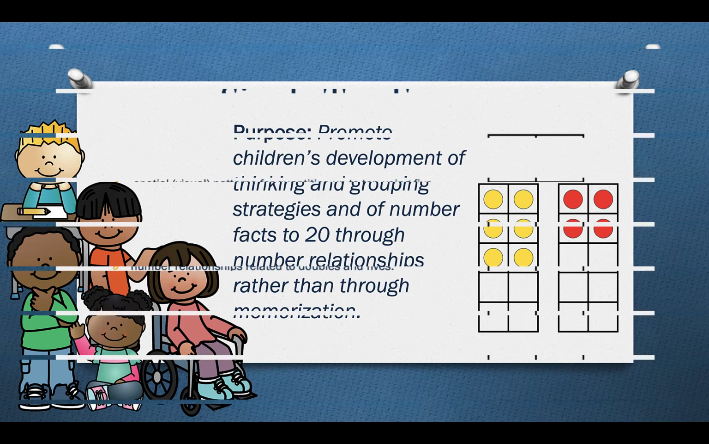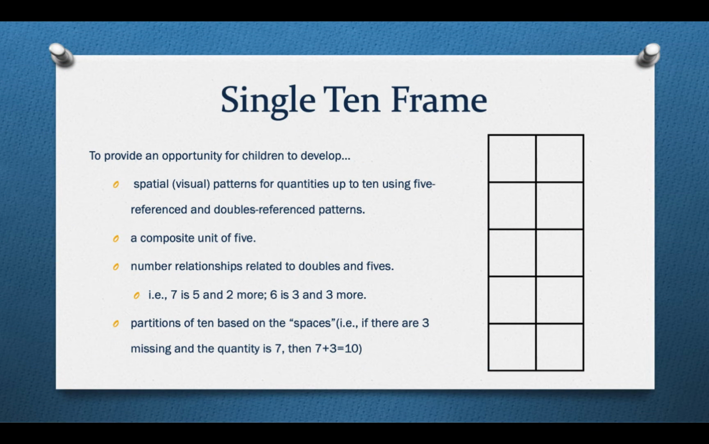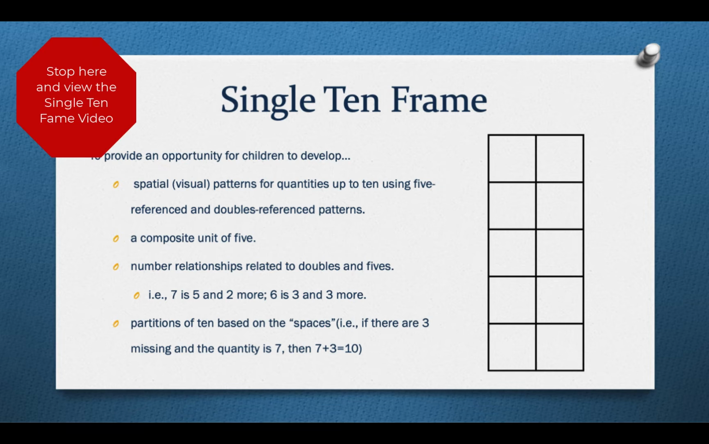We devoted an earlier video to the single 10 frame. That video includes important information about the types of arrangements of chips that we recommend and why, and it describes in detail what children learn from working with the single 10 frame activities we present. If you have not already viewed the single 10 frame video, you might want to stop here and view it now. We will not repeat all of the information in that video here, but we will include details that are essential to successful use of the double 10 frame activity we're going to describe here.